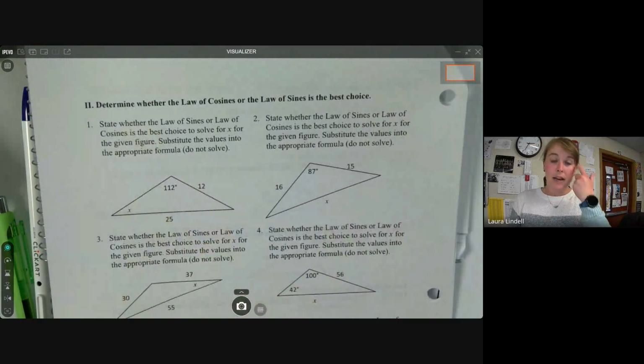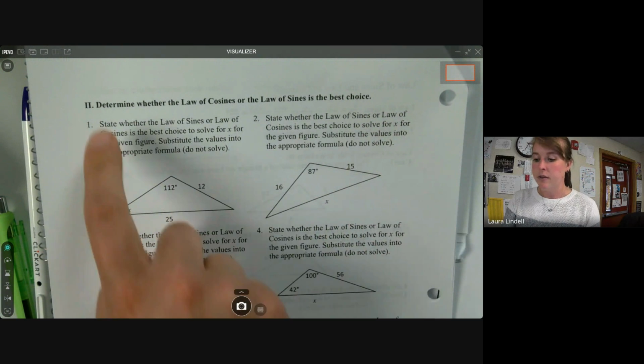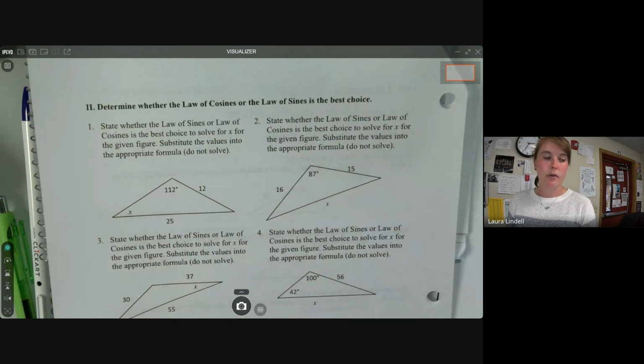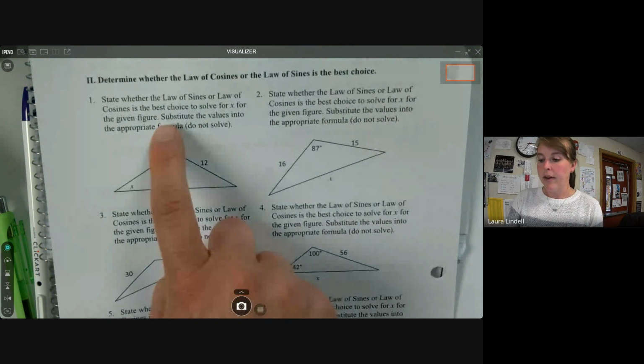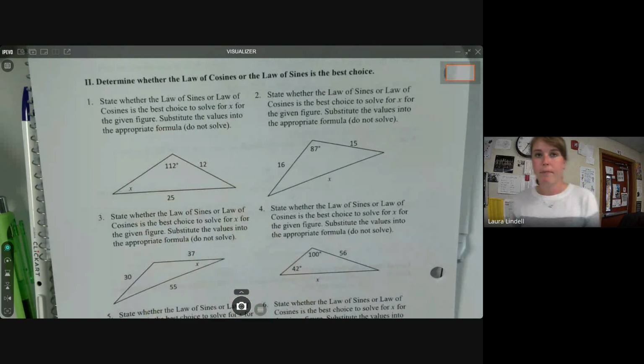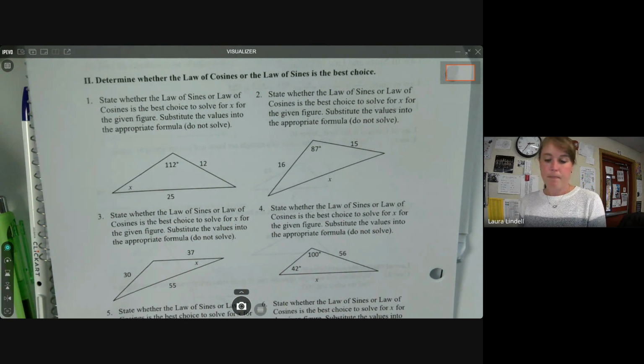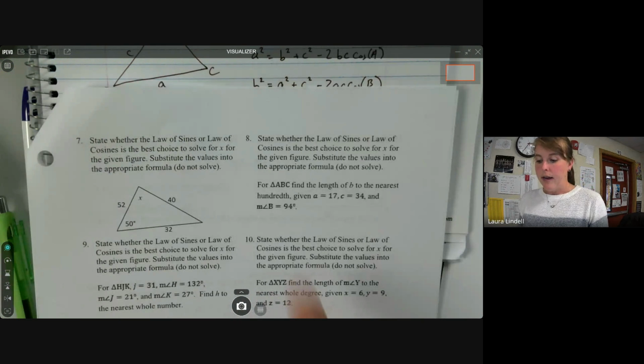Read the directions. You don't actually have to solve anything for the first couple. It just says determine whether the law of cosines or the law of sines is the best choice. So you're looking for that angle, side, angle, or angle, angle, side to use law of sines. And then side, angle, side, and side, side, side to use law of cosines. And then side, side, angle would also be law of sines. And then it says to actually put values into the formula, but you do not have to solve it. So say law of sines or law of cosines, and then substitute values into them, but you don't have to solve. That's that first whole page, and all the way through number 10, actually.